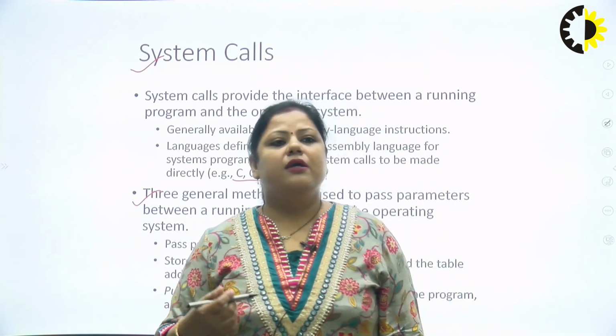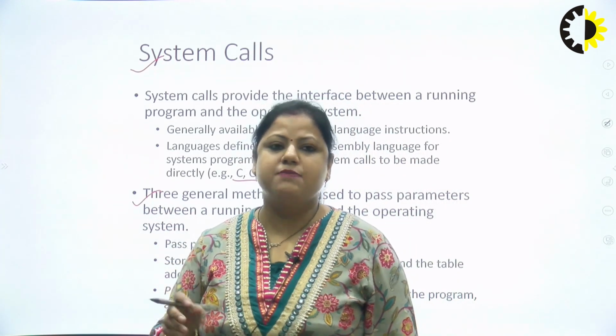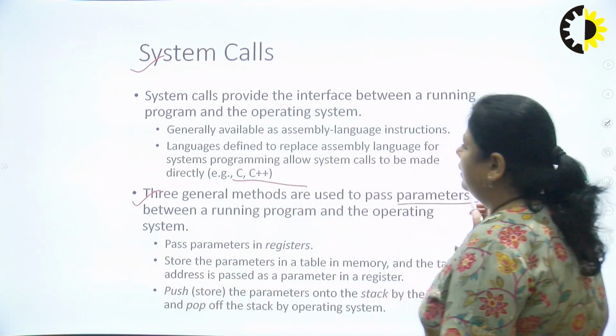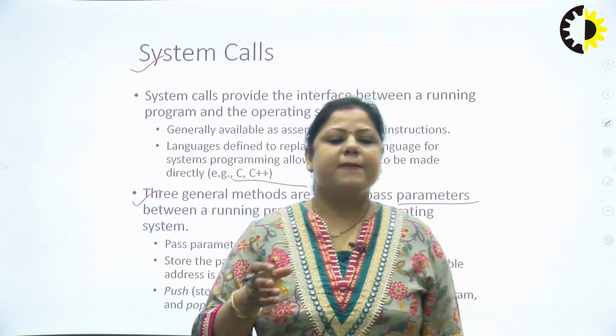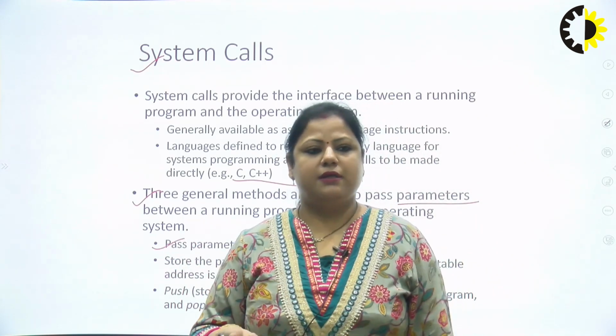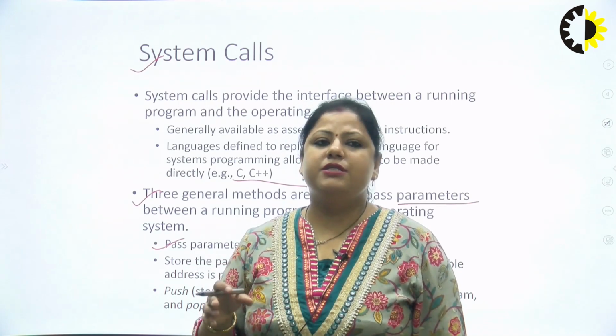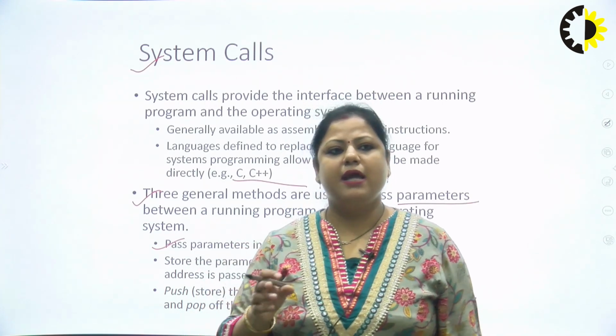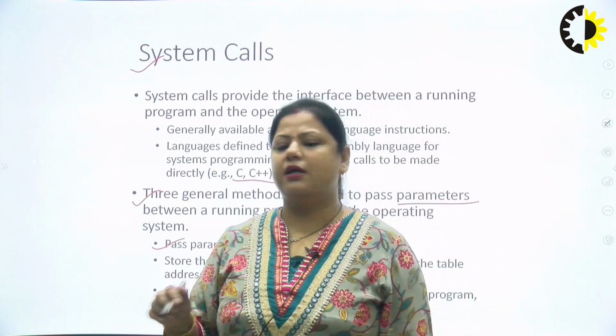That language may be C, C++, Java, or any other language. Next, three general methods are used to pass parameters between a running program and the operating system. First, pass parameters in registers. Next, store the parameters in a table in memory, and the table address is passed as a parameter in a register.